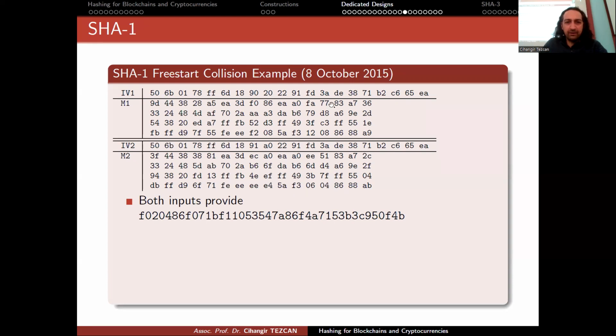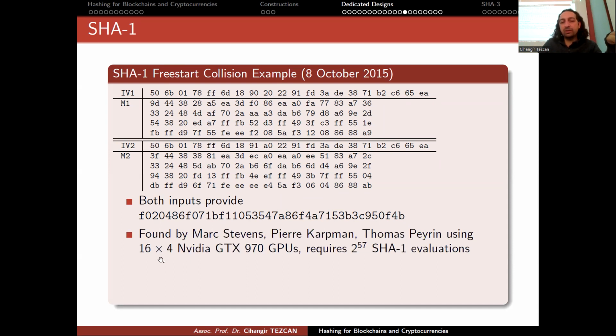Okay, so this is M1, this is M2, and as you can see here, IV2 has a 0 here, it has 20 here. So it also introduces a difference to the IV. Again, this is why we call it a free start. Normally, once you fix an IV for a hash function, you use it for the rest of your life, right? Here, the attacker uses 2 different IVs and calls it a free start, and both of them provide the same output. So this was found by using 64 GPUs, which actually performed 2 to the 57 SHA1 evaluations to obtain this.